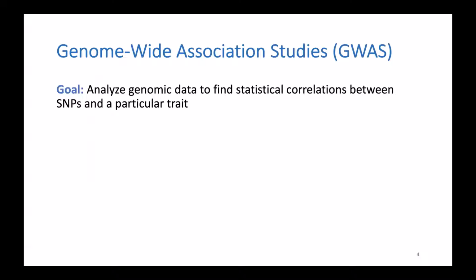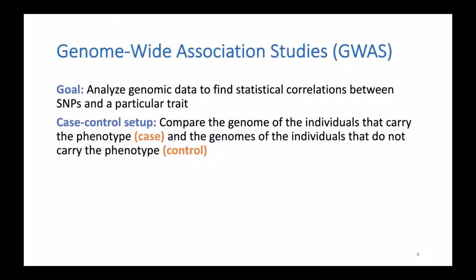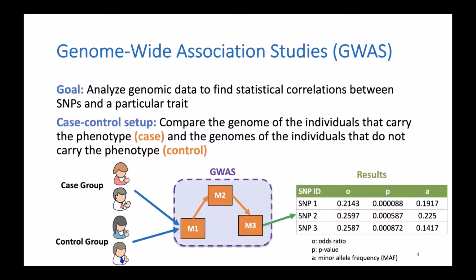Genome-wide association studies have become a popular method for identifying genetic variations that are associated to a particular trait or phenotype. The most common approach of GWAS is the case control setup, where the genomes of the individuals that carry the phenotype, cases, are compared with genomes of the individuals that do not carry it, controls. So basically, we get the data for each SNP from the case group and control group, perform GWAS, and obtain its output. The output of GWAS usually consists of the p-value, odds ratio, and minor allele frequencies for the most significant SNPs.